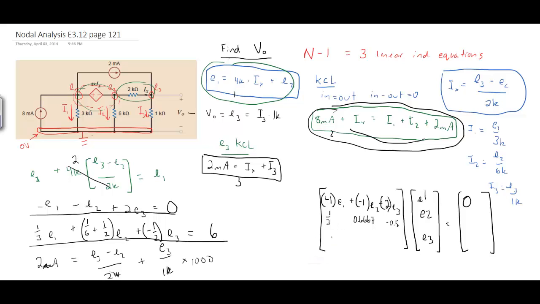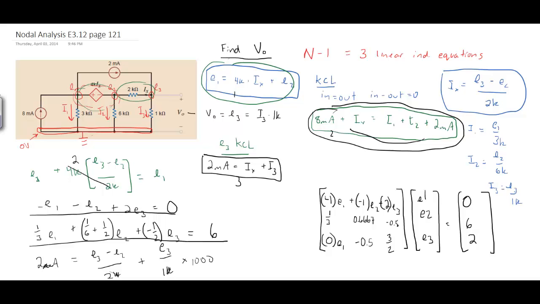And fill it out here, and we get, there are no E1s. There is minus 0.5 E2s, and then there is 3/2 E3s. Sorry, I didn't fill this out up here, but this ends up 6, and this is 2.